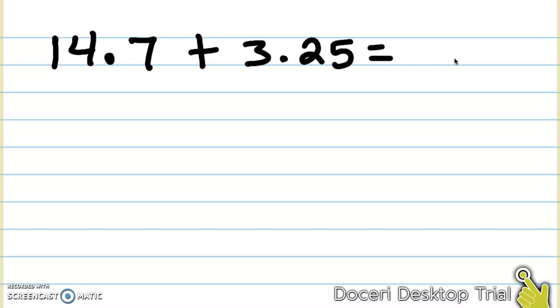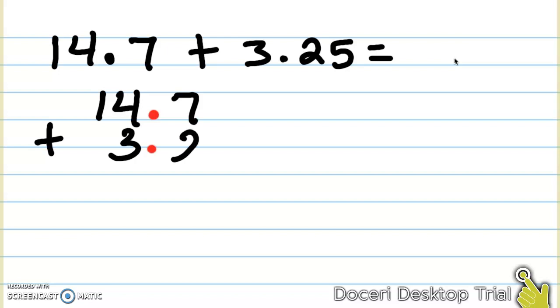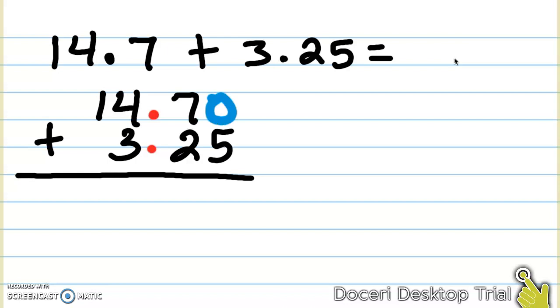All right, welcome back, scholars. Let's see how you did on that problem. So I would first have to turn this problem vertically. So I would do 14 and 7/10 plus 3 and 25/100. Okay, and then I would want to annex my 0 and then do my addition.